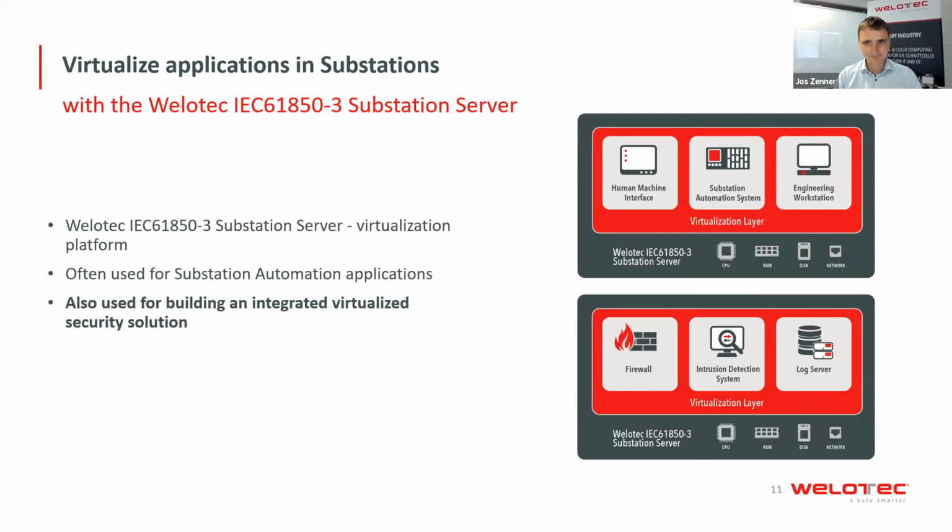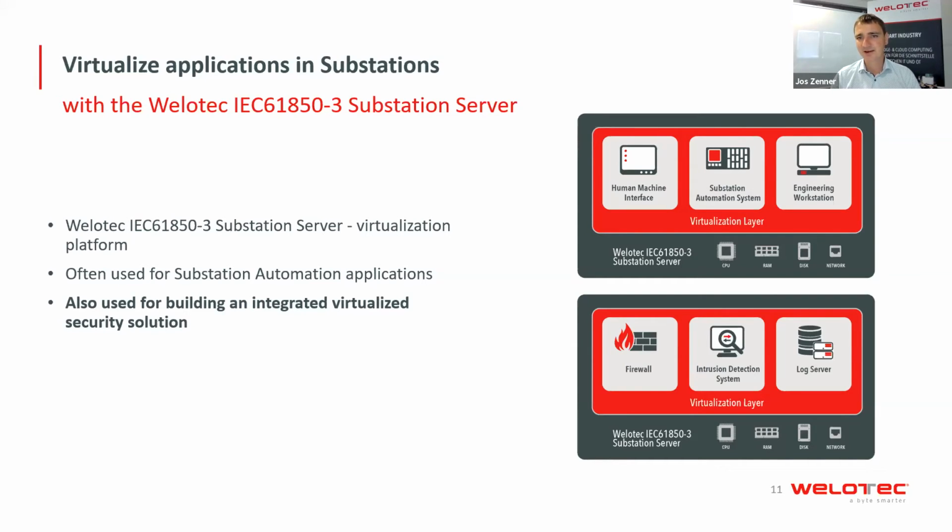Thank you, Jan. So I have two examples here of how you can use virtualization with multiple machines. You can take the Welotec 61850-3 substation server platform and run a hypervisor like Hyper-V or VMware on it. And then for automation purposes, which is pretty common, you have HMI, you have the substation automation system and gateway, and the engineering workstation. So these three virtual machines are running on a single hardware.